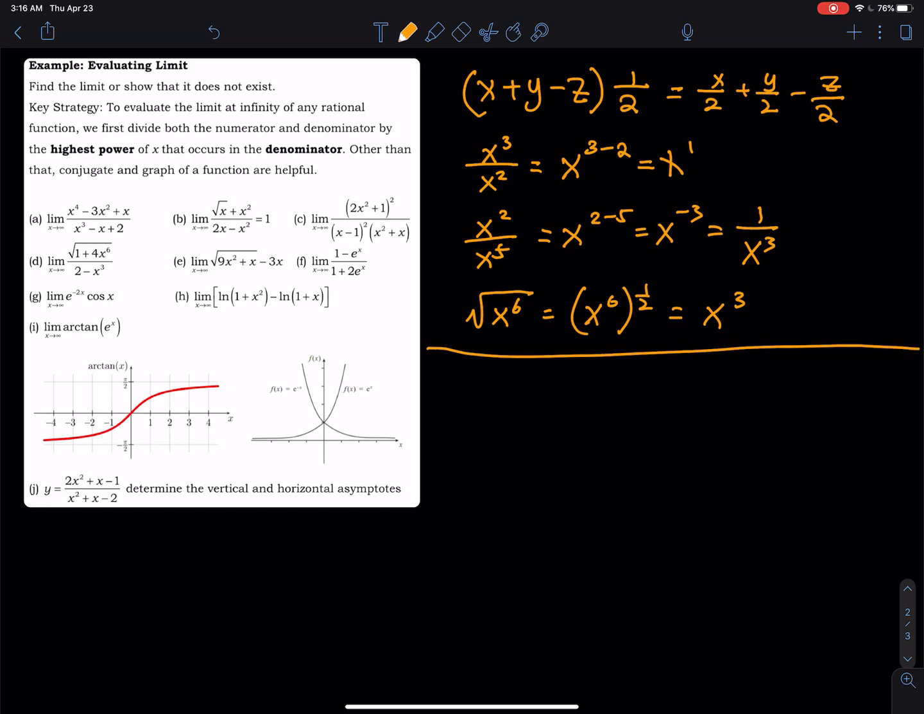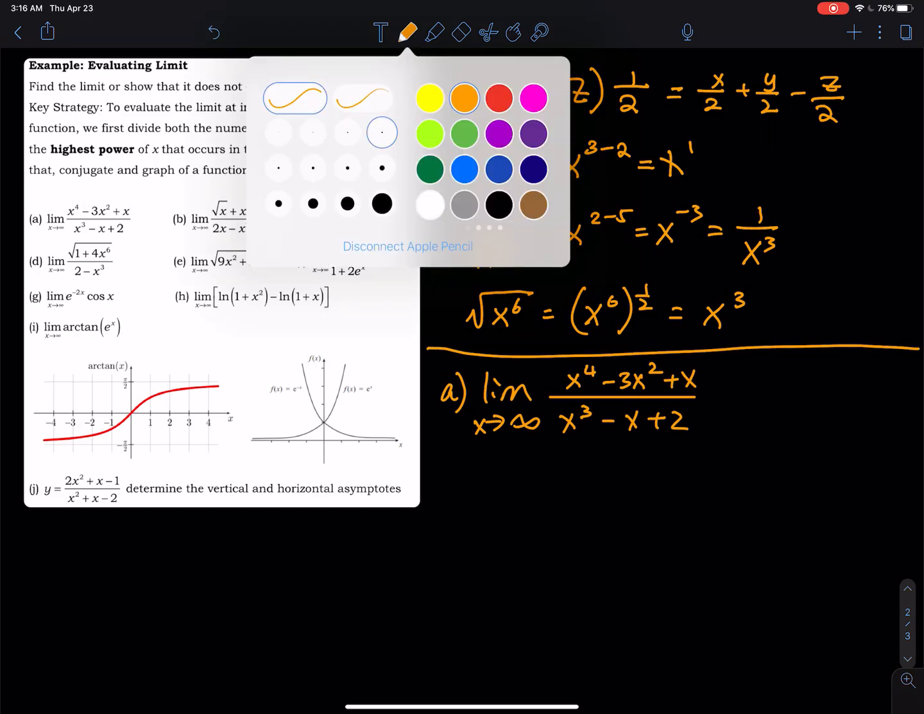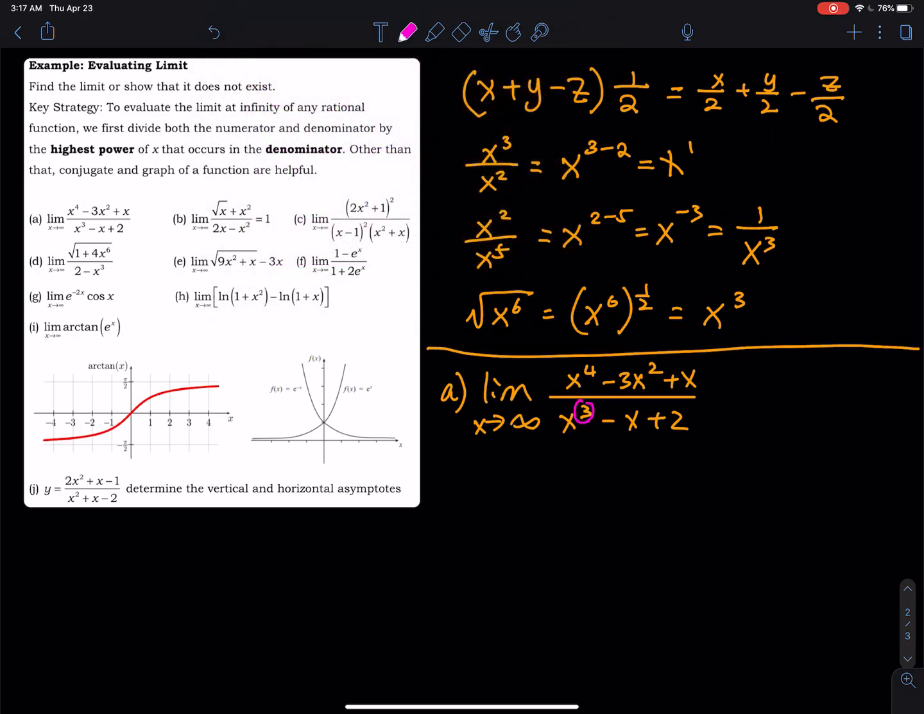The first problem is A, we have the limit as x approaches infinity of the function x to the fourth minus 3x squared plus x divided by x to the third minus x plus 2. I know that you are looking at a 4th degree and a 3rd degree. The first thing that comes into your mind is factor, but that is not the case in this section. The key strategy is, you have to find the biggest degree in the denominator, which is a 3. And then you have to multiply by 1 divided by x to the third, 1 divided by x to the third.